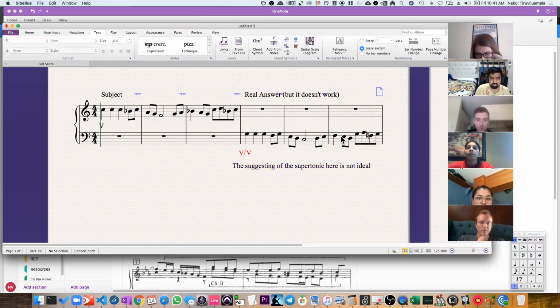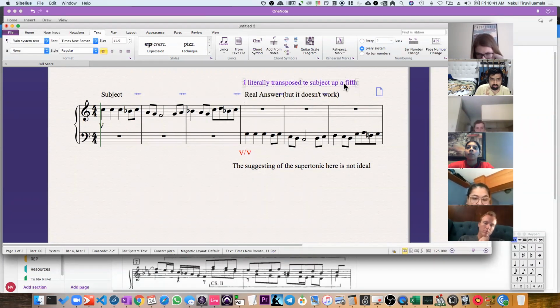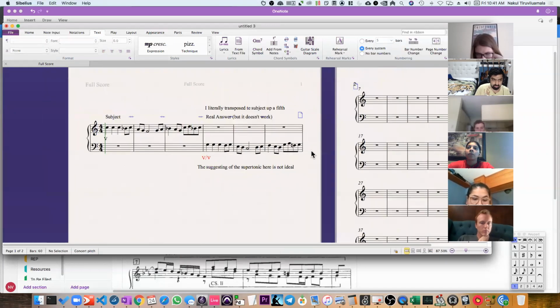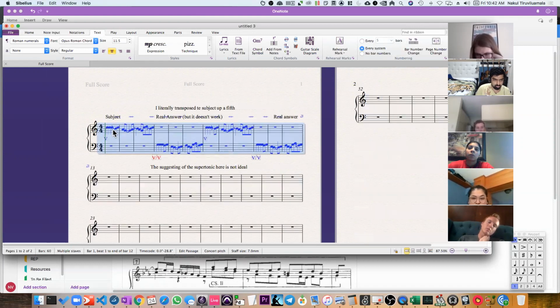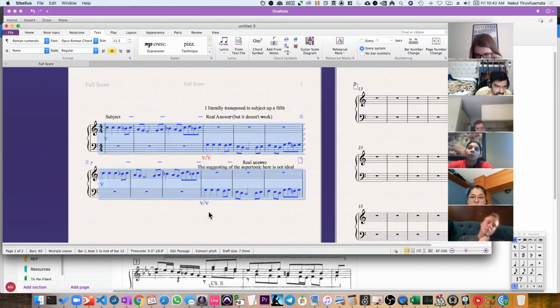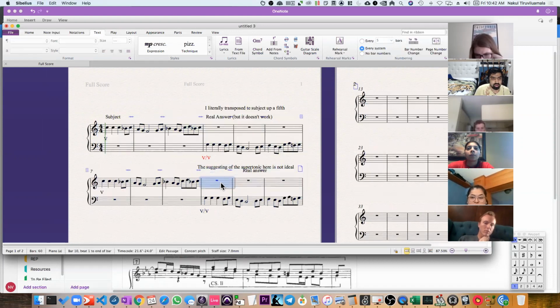Okay? So there's a quick and easy fix. I literally transpose this. The subject up a fifth. Okay? So the simple and dirty fix is to do this, is to do the following. Oh no, that's not the right shortcut. That's a shortcut, great. Okay.